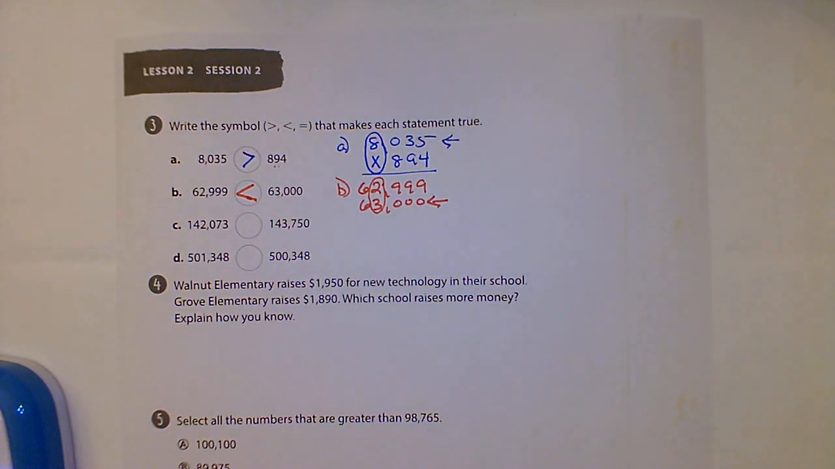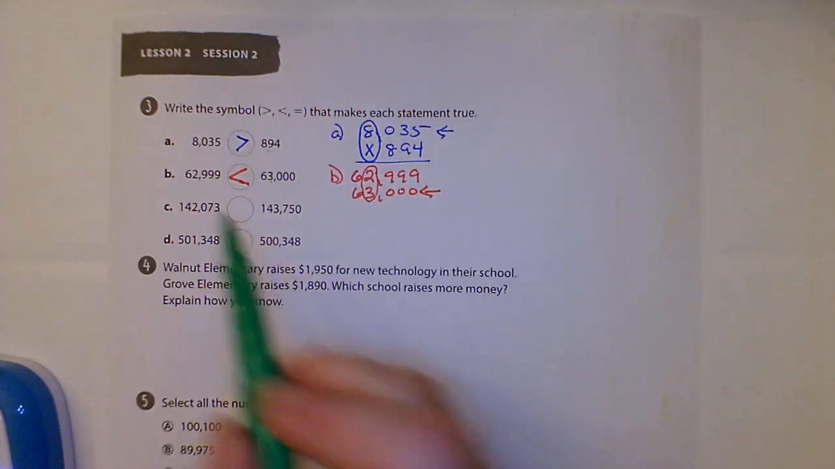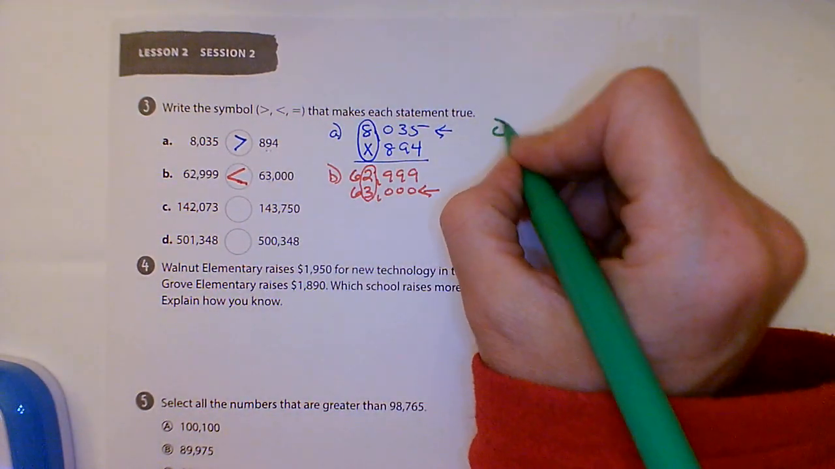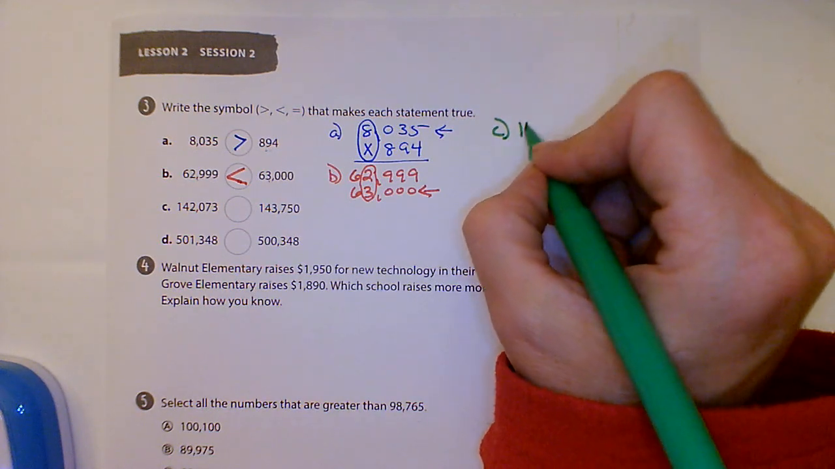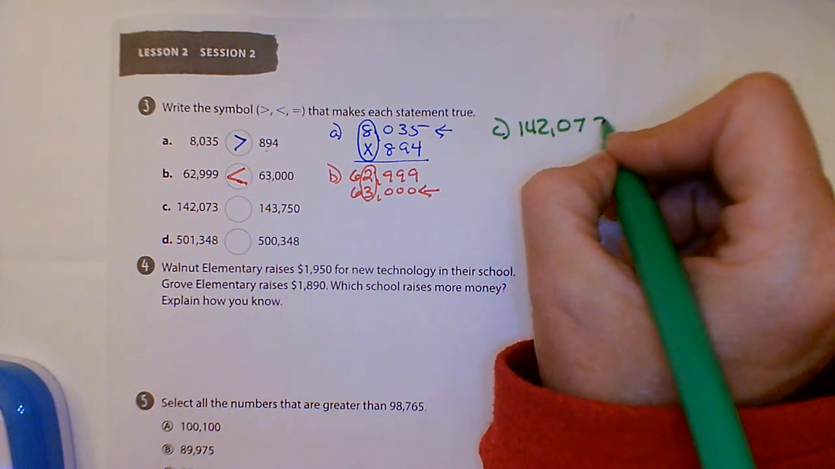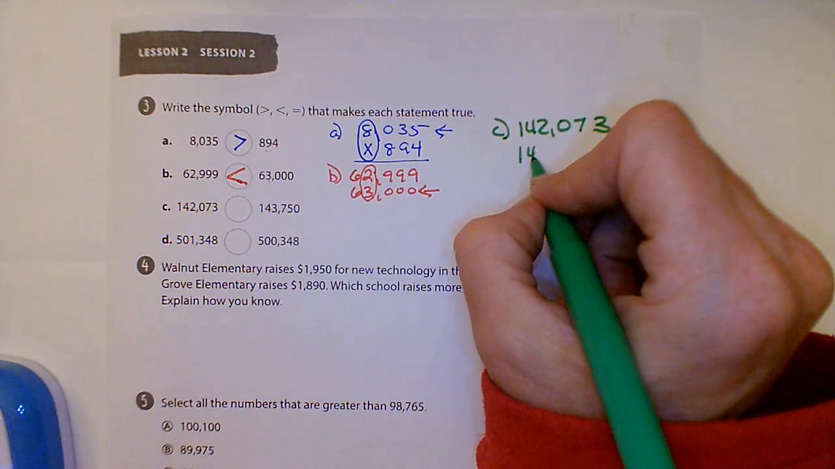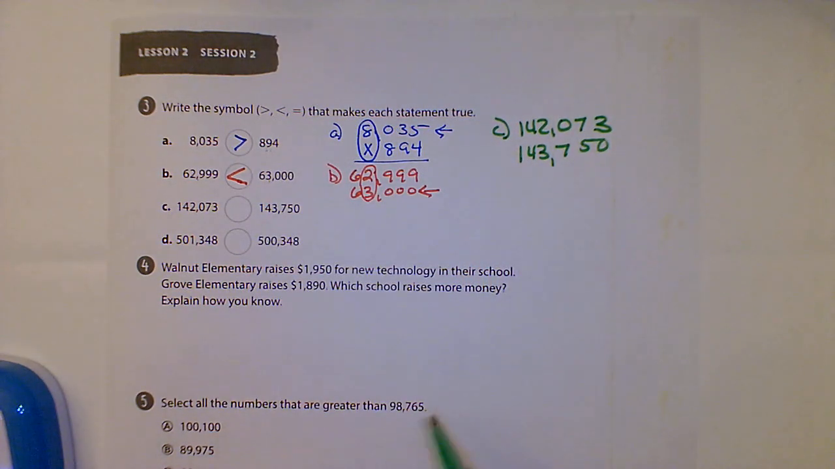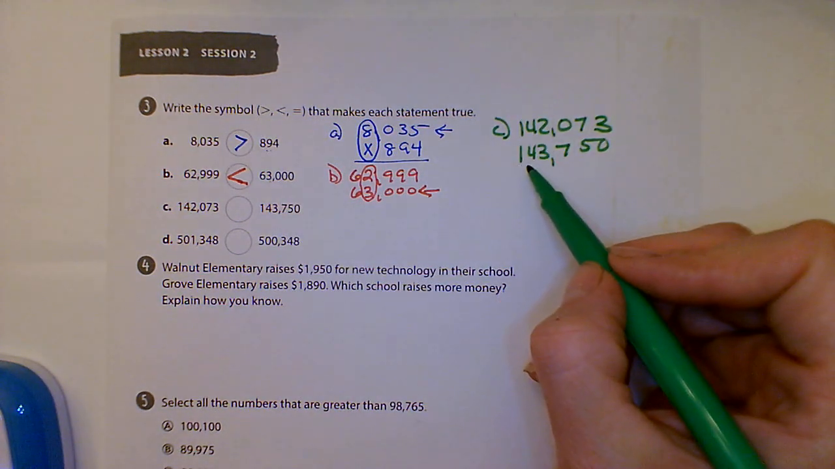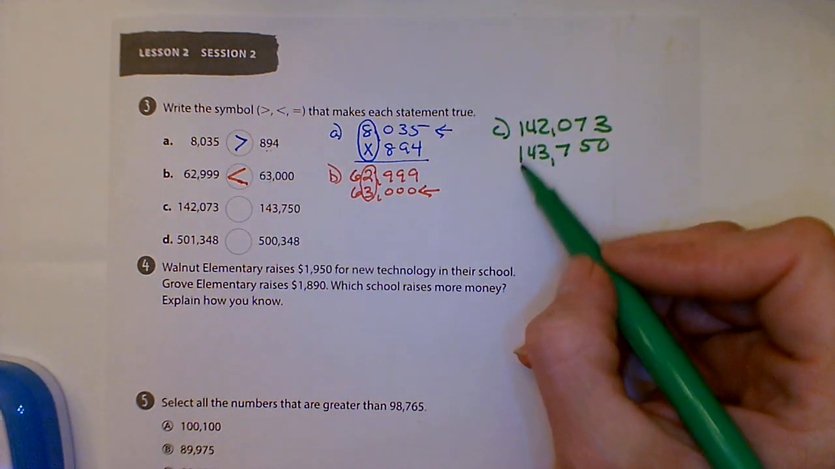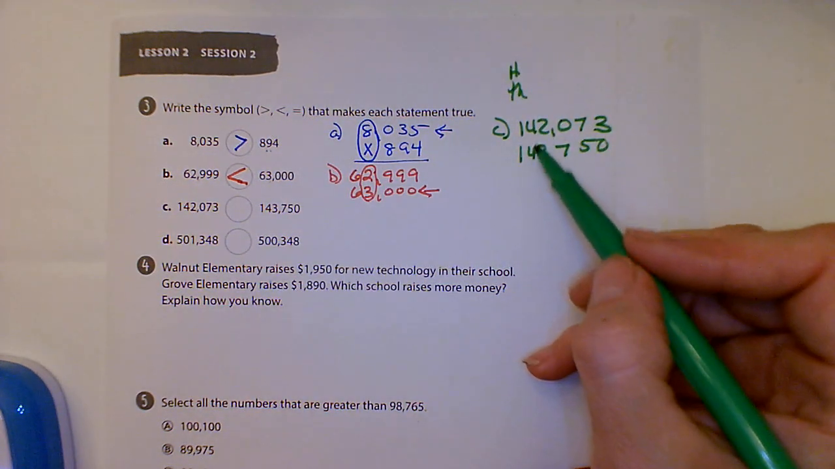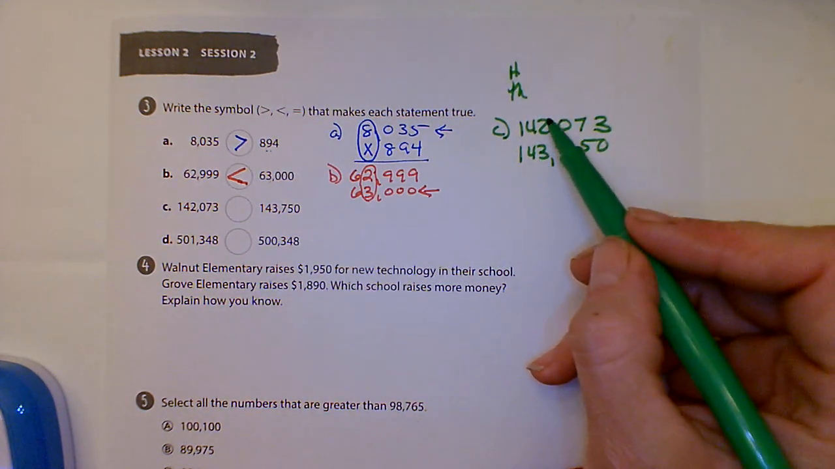All right, next one. So let me stack them so we can compare them properly. So I'm going to go ahead and stack it right here. So we have 142,073 and 143,750. So I check my thousands, they're the same. I'm sorry, my 100,000s. My 100,000s are the same. My 10,000s are the same.